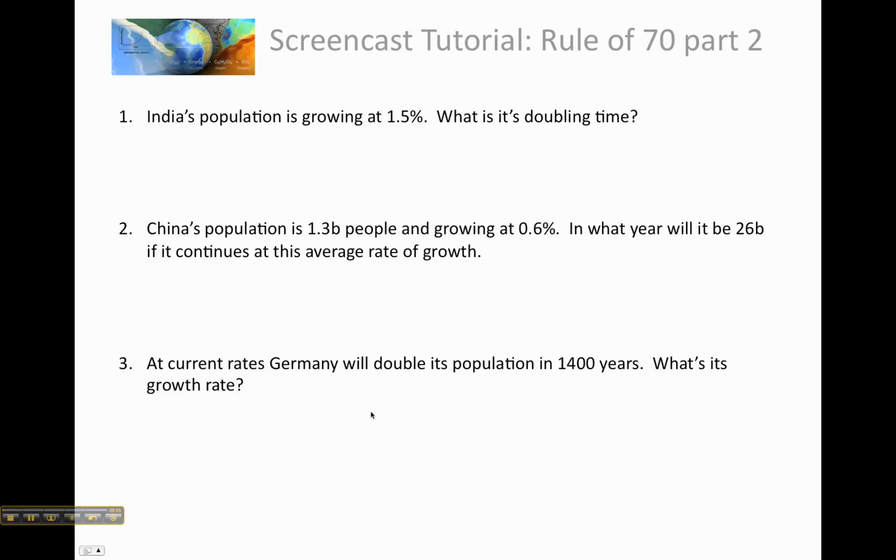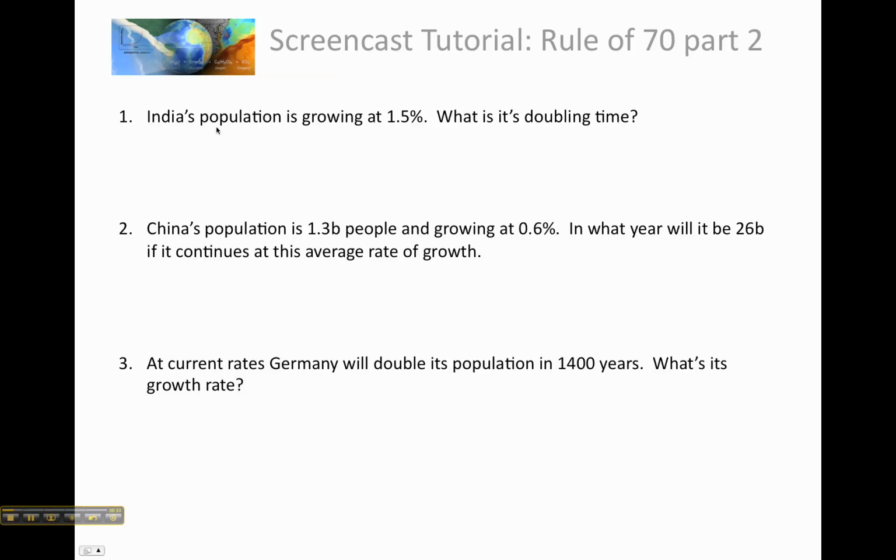This is the second part of the Rule of 70. In the last screencast tutorial, we basically talked about the importance of the Rule of 70 in terms of exponential growth and the doubling time, which is in years. And given a certain percent growth rate, we can predict doubling times. So here's some example problems on the medium to easy side to get you going.